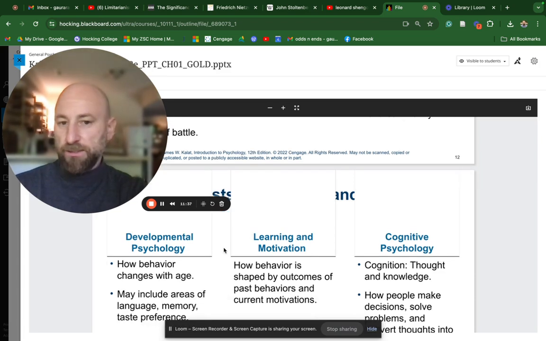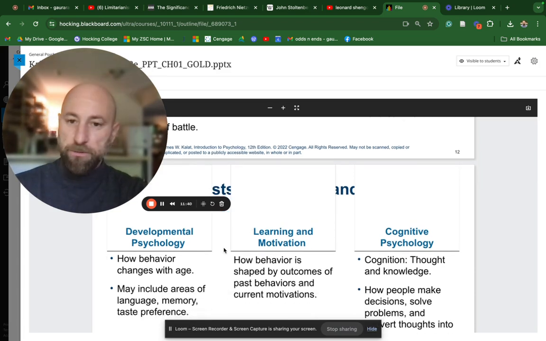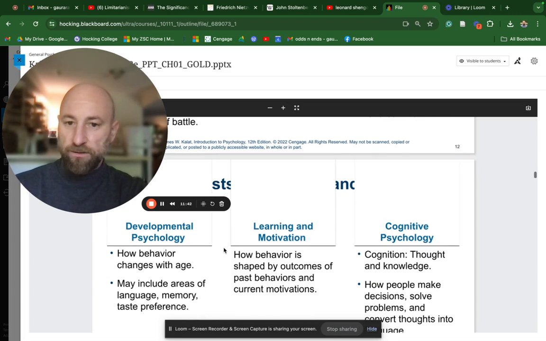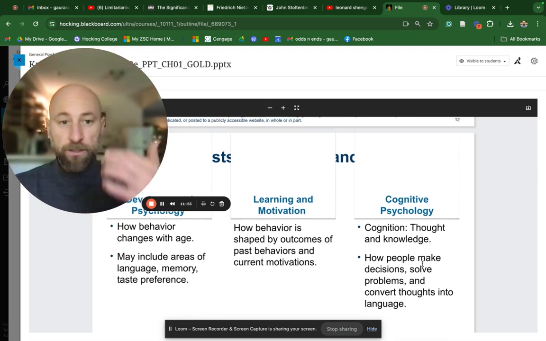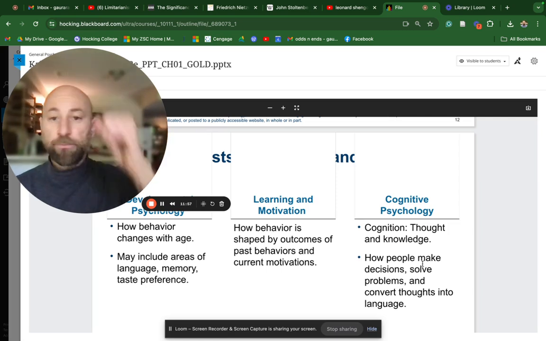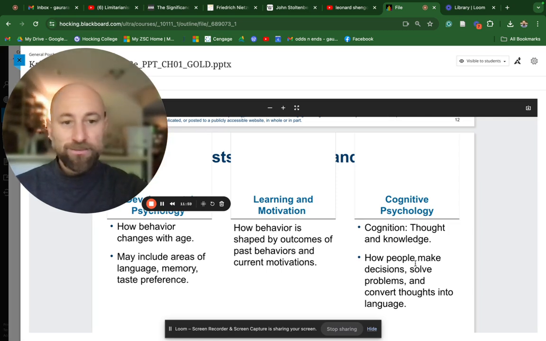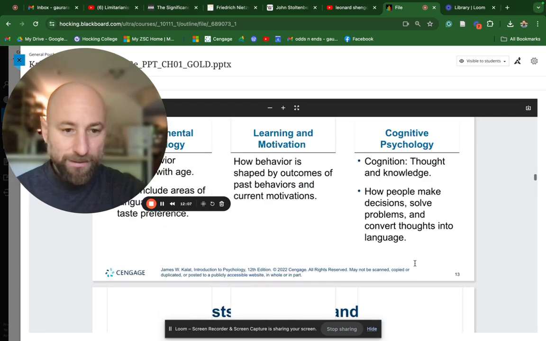Developmental psychology is an academic discipline. People in this discipline study and try to learn how people develop. Learning and motivation is another academic discipline, as is cognitive psychology. We'll talk more about all these as we go on through the course. Cognitive psychologists study the fundamental nuts and bolts of how humans process information, how we make decisions, how we solve problems, how we produce language, how language works, how thought works, the relationship between thought and language, etc.